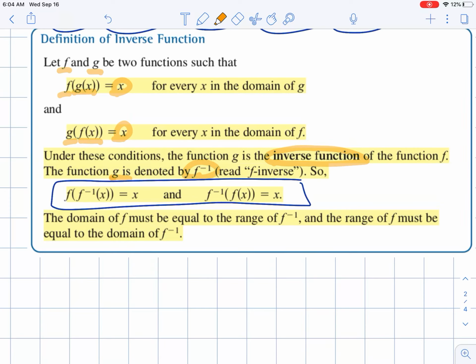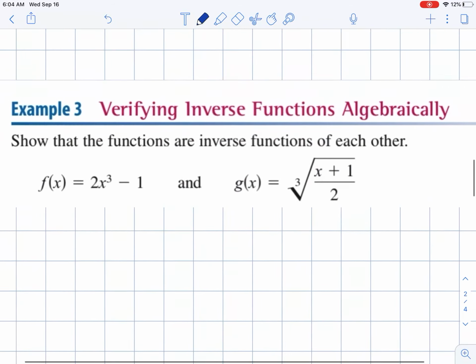We can also say that the function g can be denoted by f inverse of x. So we know f of the inverse of x is x, and the inverse of f of x is also x. Okay? The domain of f is equal to the range of the inverse, and the range of f is equal to the domain of the inverse, which is what we've just been talking about.